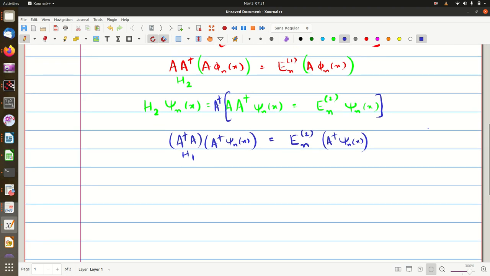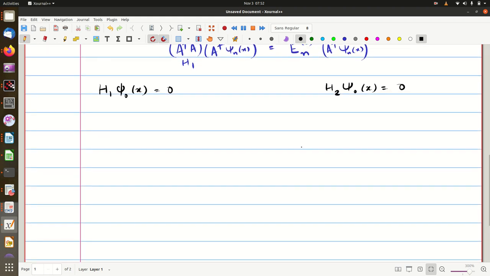Now the last thing that we need to show is that they will not have the same ground state. So let us consider the ground state. What is H1 acting on phi naught of x equal to 0? And similarly, what is H2 acting on psi naught of x equal to 0?